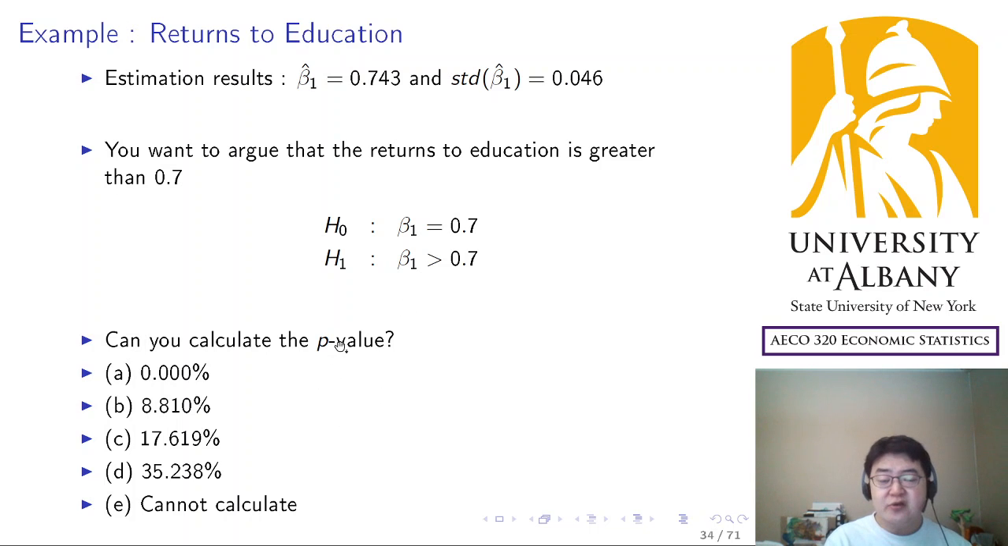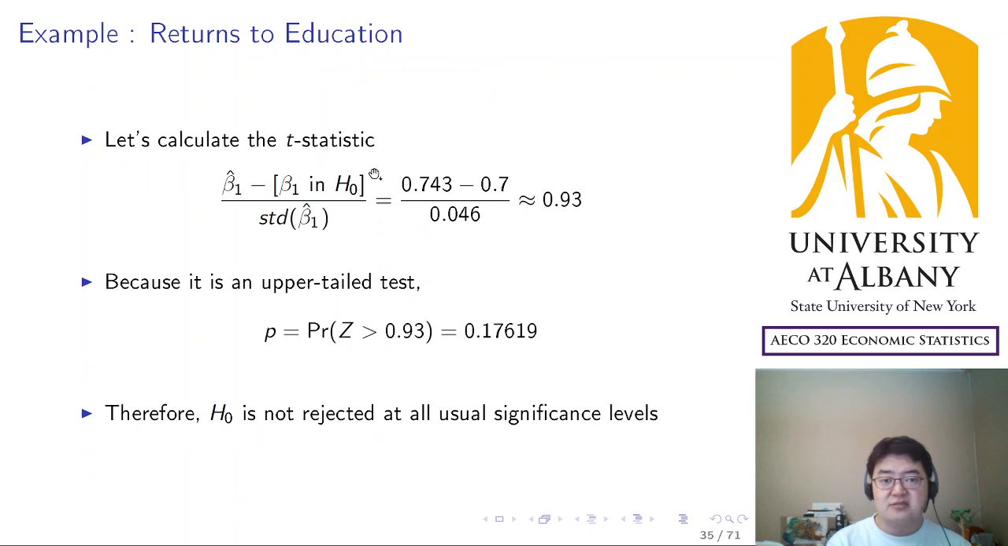To calculate the p-value, you first need to calculate the t-statistic, which is, again, the standardized difference between your observation, what you observe from the data, and what you believe. Their difference is 0.043. You standardize that using the standard error. So divide the difference by 0.046, like this. Right? The difference divided by the standard error is about 0.93.